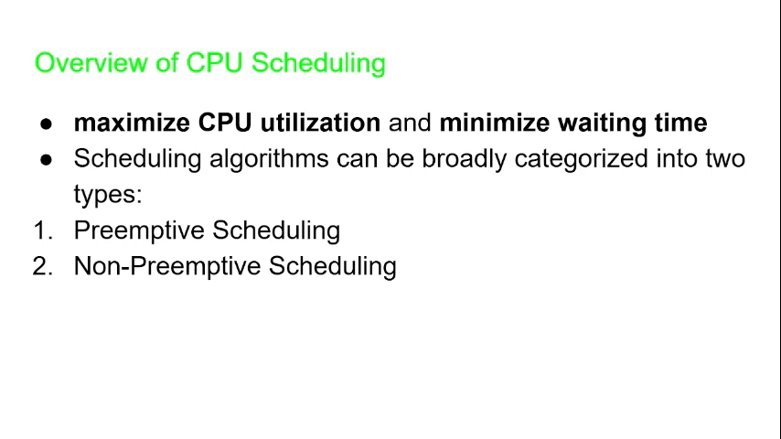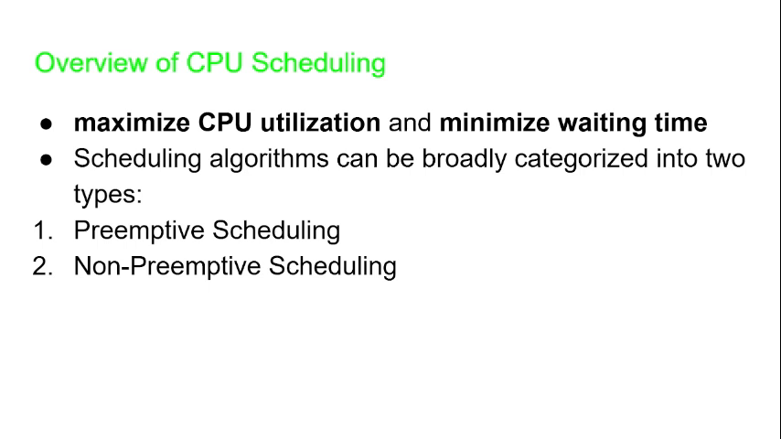Before diving into priority scheduling, let's recall what CPU scheduling is. When the system has multiple processes ready to run, the CPU scheduler selects one of them and allocates the CPU. The main goal of scheduling is to maximize utilization and minimize the waiting time of the processes. Scheduling algorithms can be broadly categorized into two types. The first one is preemptive scheduling, the second one is non-preemptive scheduling.